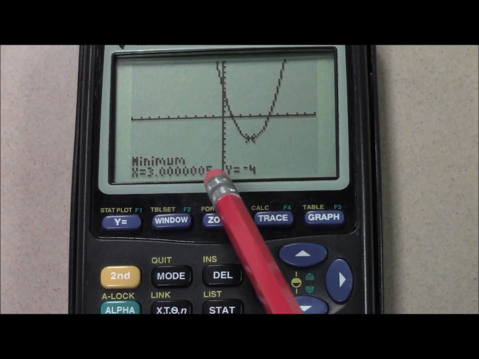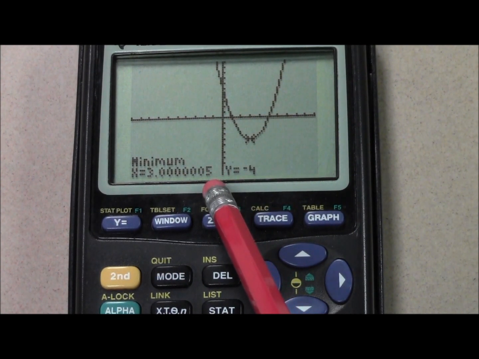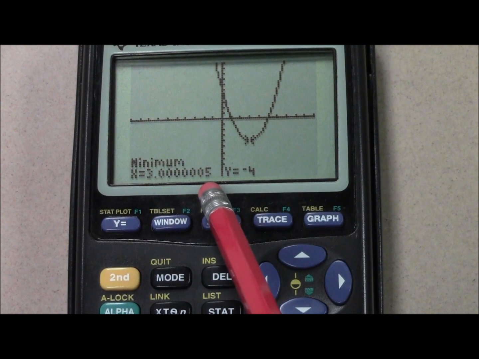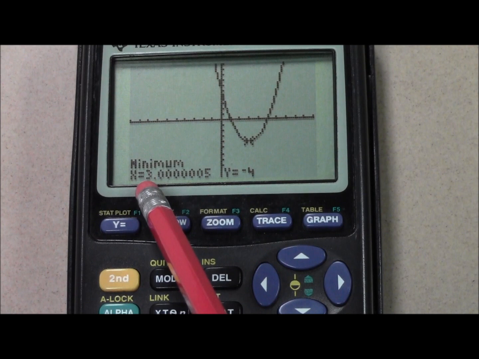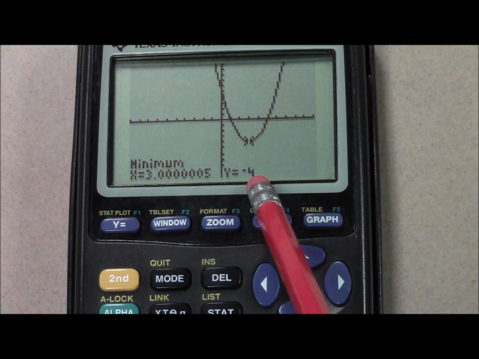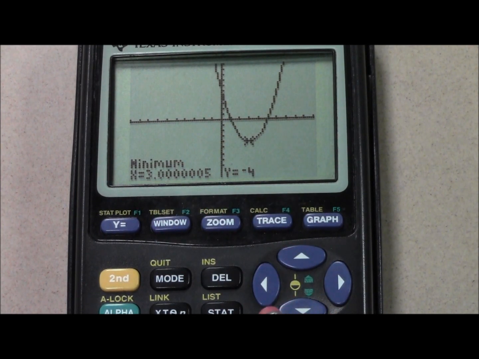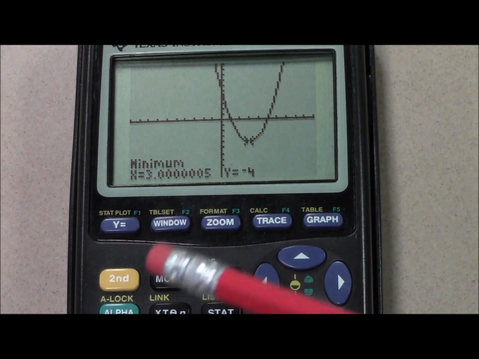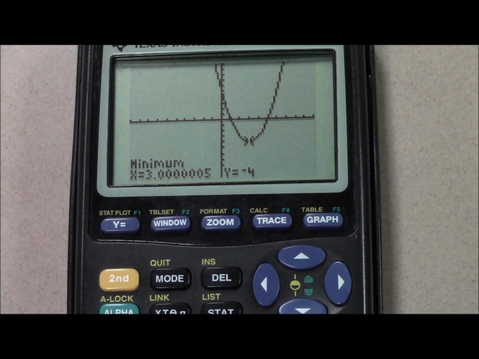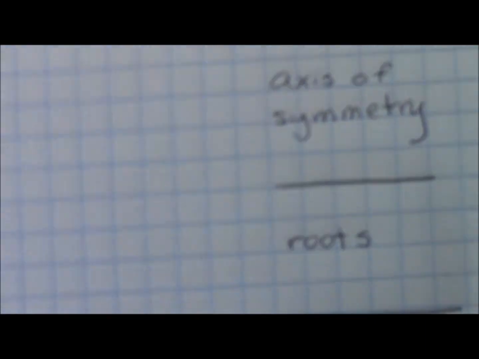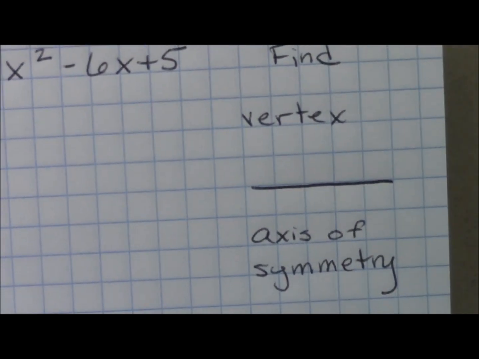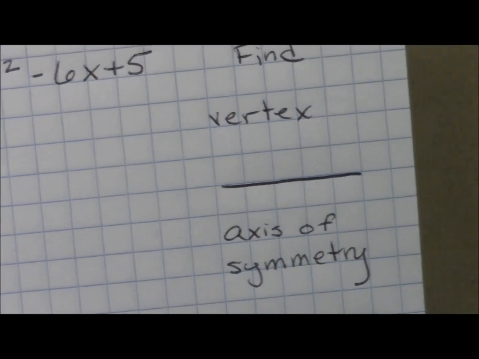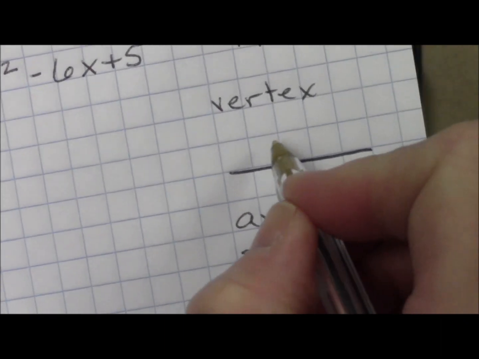Now sometimes it's off by way down here in the decimals. So it appears here that our minimum point is 3, -4. And we're going to go ahead and record that, and then I'll show you momentarily how we check to make sure that that's actually right. So our minimum point is 3, -4. That on our graph is our vertex. So we'll go ahead and record that.